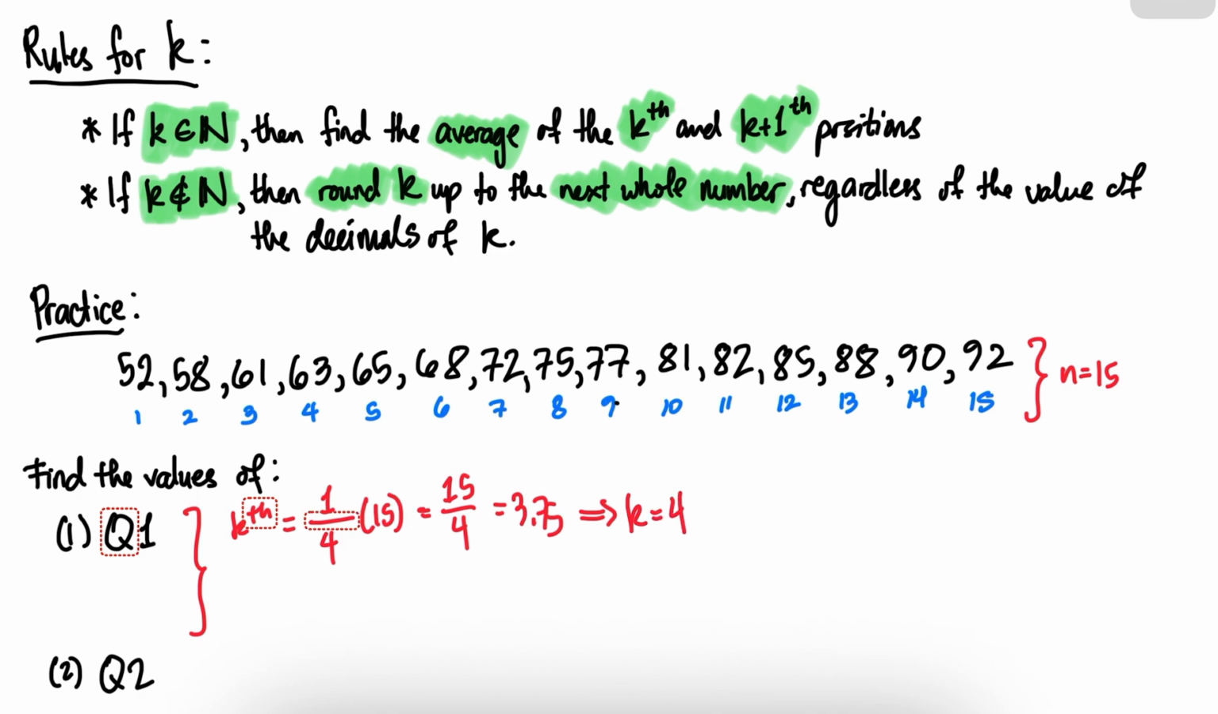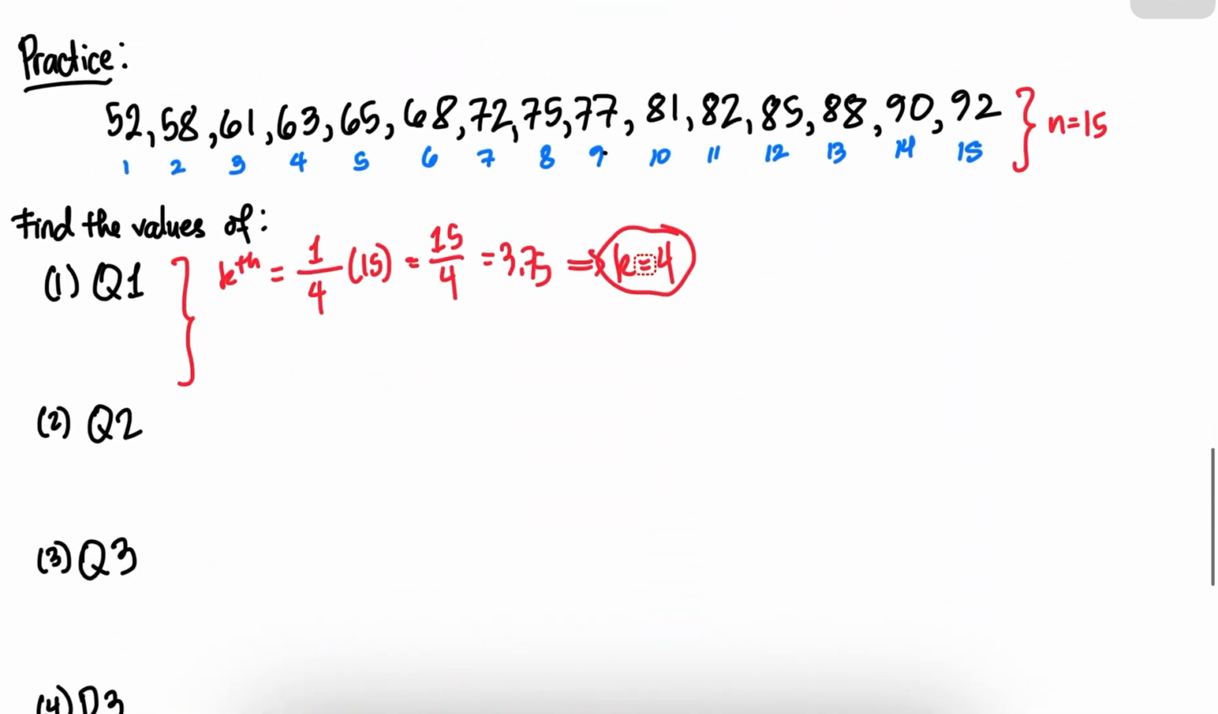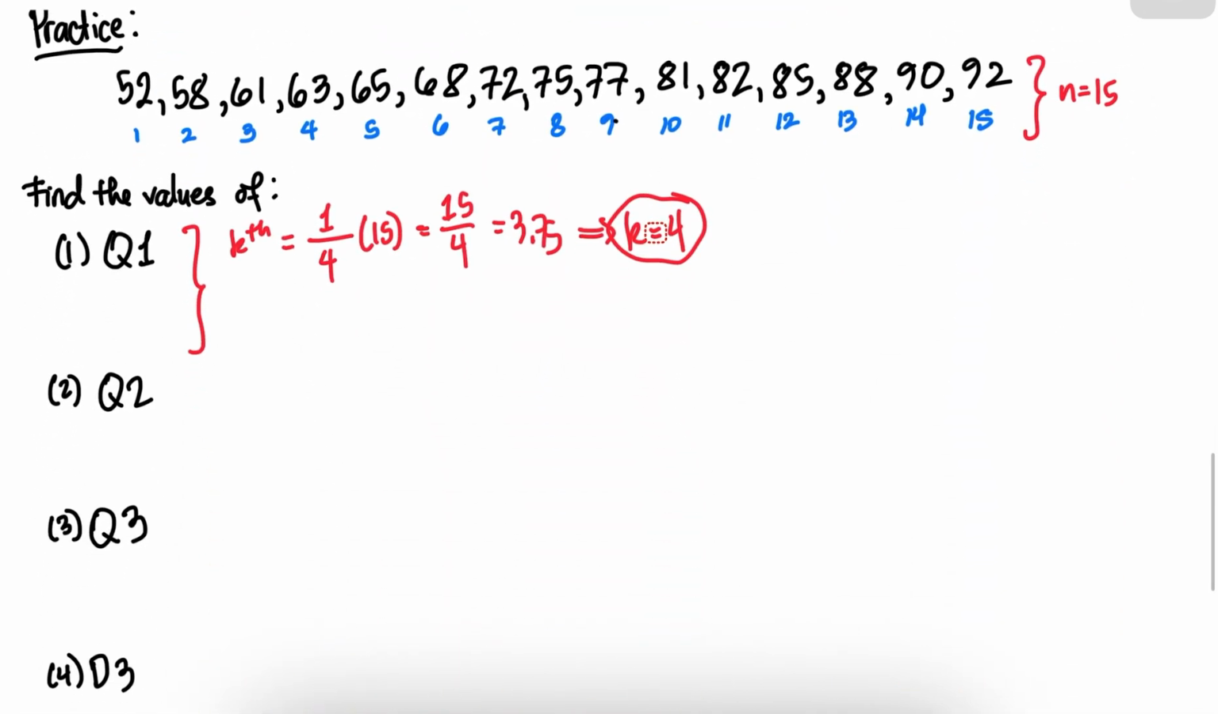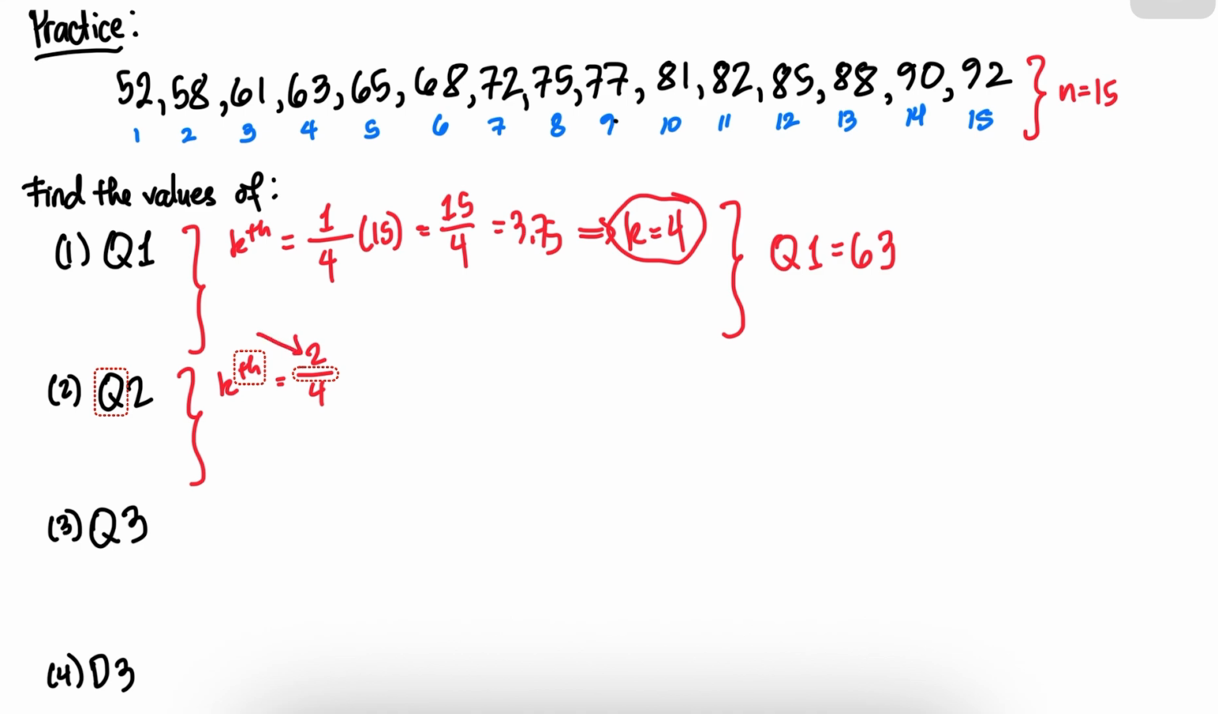So we need to find our fourth number. That's going to be our Q1. Let's go ahead. Here's our fourth number, 63. So therefore, we can say that our Q1 is equal to 63. Okay, I think that's pretty much clear. Let's go ahead to Q2. For Q2, our kth value will be equal to 2 over 4, because again, it's quartiles, that's why the value of 4 here. It's Q2, that's why 2 here.